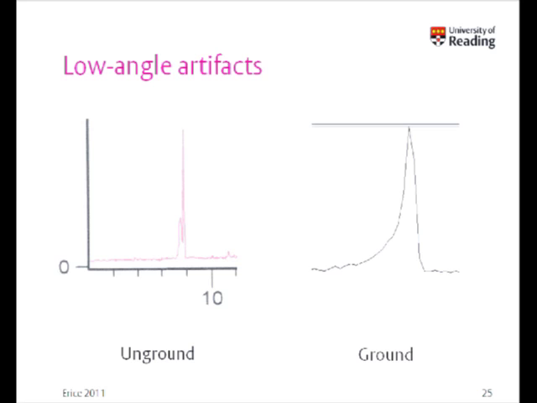So we're looking at a sample that was sent to us recently, and this was the quick data set that had been collected with it, and the chap was claiming that he had a new phase of a material. And he knew that because he had a double peak at low angle, and he had never seen that before.